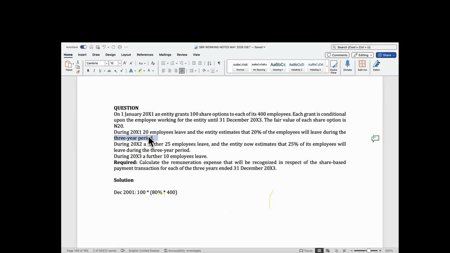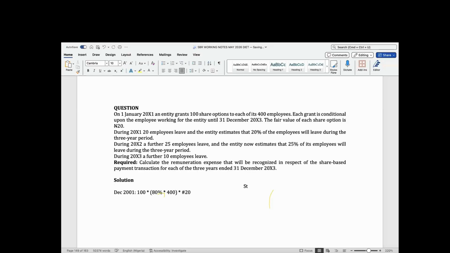Some people will say we'll go and do 80% of 380, since 20 has left, then it should be 400 minus 20. No. They say 20% of the employees, all of them, is the estimate. So 80% of 400. So you're absolutely correct. What's the fair value of the option at the grant date? That's 20.